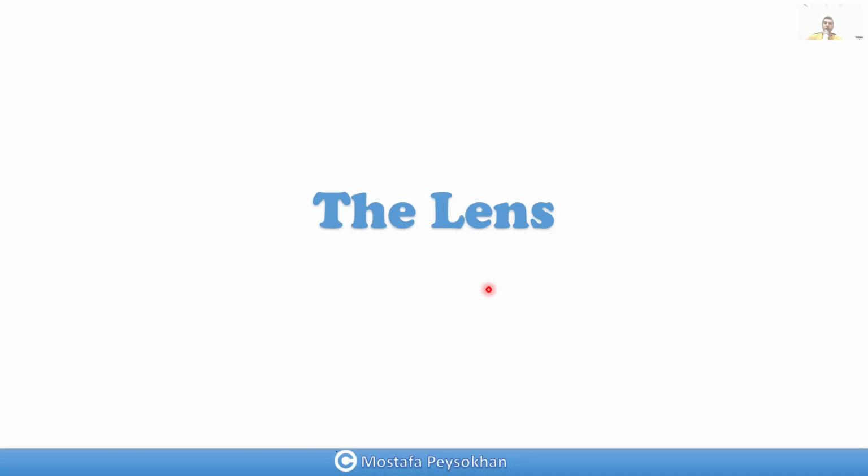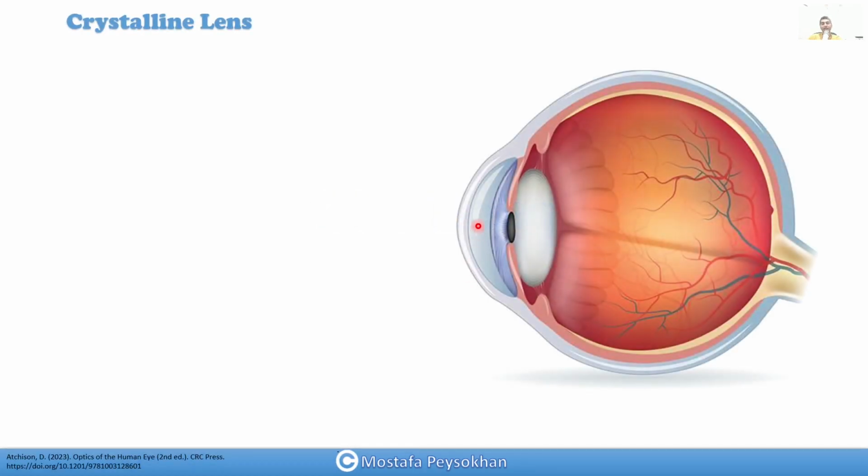In previous videos, we talked about the anatomical structure of the cornea, the refractive index of the cornea, radius of curvature of the cornea, astigmatism, all the things related to the cornea. Right now, in this video, we want to talk about the lens, which is another important optical element of our eye.